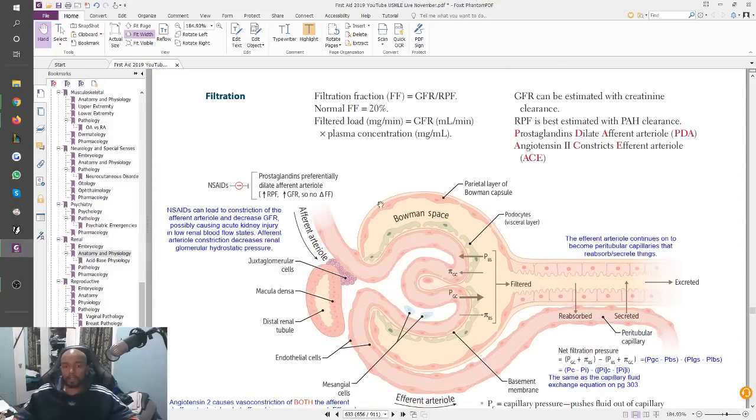The next topic here is filtration. This is what we did some questions on last time, right? So nothing crazy here. We have filtration fraction, which is GFR over RPF. Normal filtration fraction is about 20%. And the filtered load, another equation you can add to your cheat sheet, is GFR times plasma concentration. Right, so if you can calculate GFR and you have the plasma concentration, you can solve the rest of it.